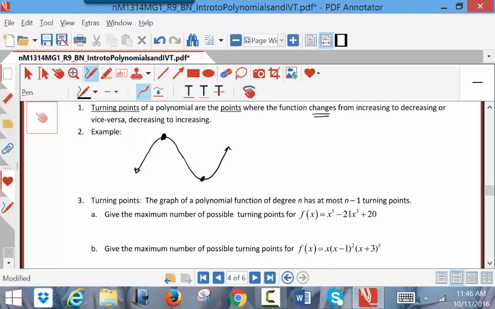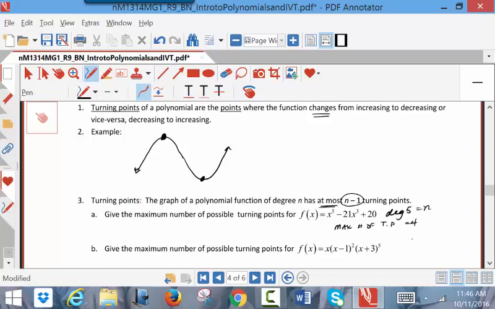Then it says the number of turning points is at most n minus 1 turning points, when n is the degree of the polynomial. So don't make that hard. It's not hard. Okay, look at part A. This 5th degree polynomial, if it's a 5th degree polynomial, then they're saying that n is 5. So the maximum number of turning points would be 5 minus 1, which is 4.